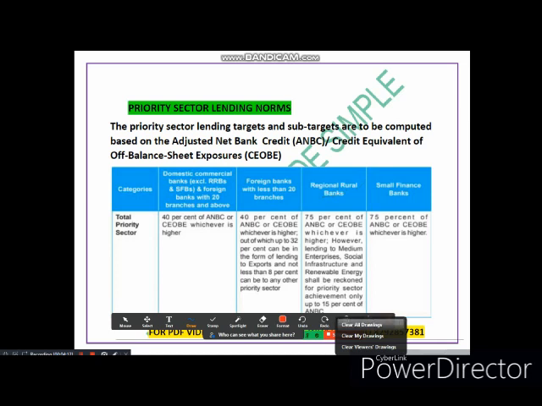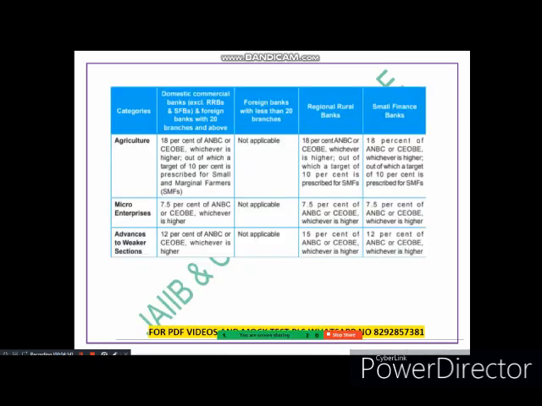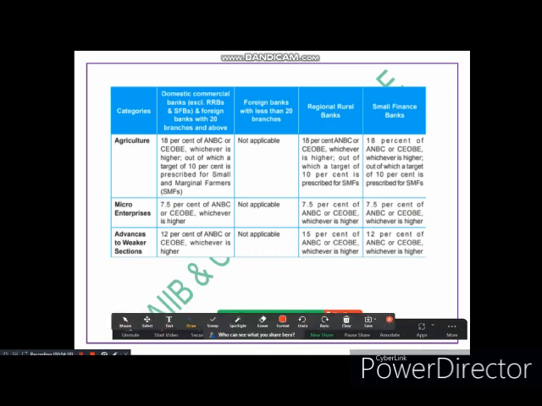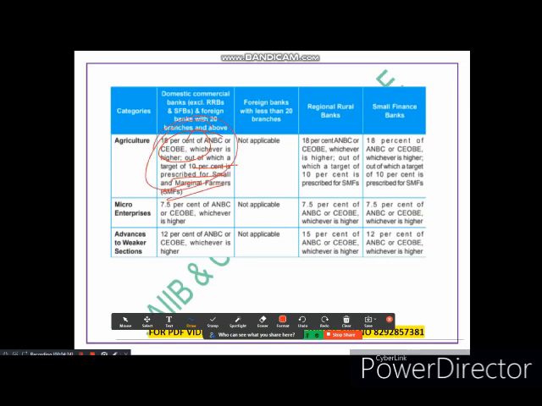Now let's discuss the next part, that is regarding agriculture. In the agriculture case, the percentage is 18% of ANBC or COB, whichever is higher, and out of this 18%, 10% is prescribed to small and marginal farmers. This is similar in all the cases. Please remember, in the case of agriculture, 18% of the ANBC is to be credited to the agriculture sector, out of which 10% should go to small and marginal farmers. A foreign bank with less than 20 branches has nothing to do with agriculture.